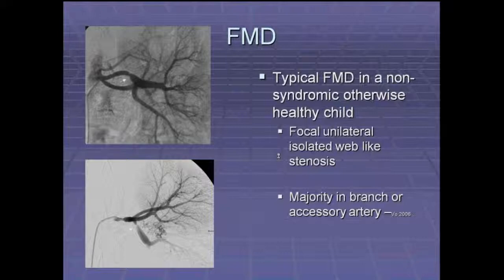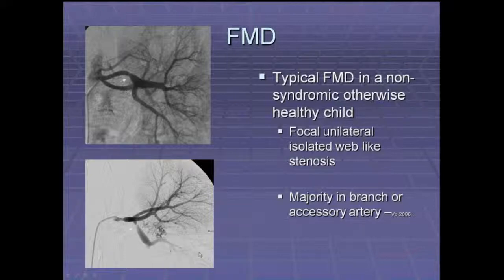The vast majority of them, when we're dealing with typical FMD in non-syndromic children, so we're going to take out those syndromes or those vasculitides, that's when FMD typically occurs. It's typically a focal short segment stenosis. It looks like a focal isolated web. In this case here, early branch, focal segmental stenosis with classic appearances of post-stenotic dilatation. In this case, again, segmental focal stenosis, not the string of beads, post-stenotic dilatation, and notice again, decreased perfusion.